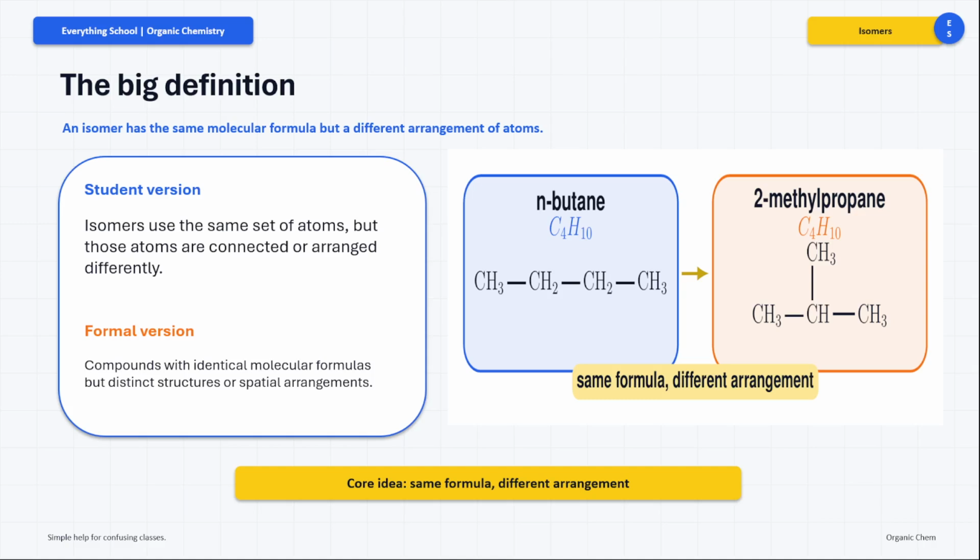Slide 3. The big definition. Isomers are compounds with the same molecular formula but a different arrangement of atoms. The phrase same molecular formula means the atom count is the same. The phrase different arrangement means something about the structure or shape is different. For beginner organic chemistry, there are 2 major families. Constitutional isomers have different connectivity. Stereoisomers have the same connectivity, but a different 3-dimensional arrangement. Connectivity means which atoms are bonded to which atoms. So when you compare 2 molecules, first check the formula, then check the connections, then check the 3-dimensional shape.